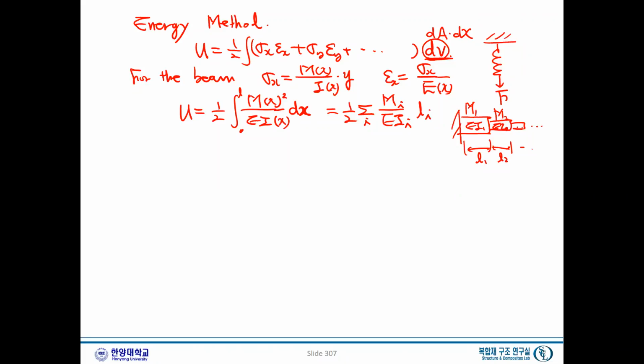And now, using this strain energy, let's try to solve some typical problems. For example, let's say we apply a certain force P here, and at the same time we apply a concentrated moment and a concentrated force. Then this structure will simply deform, right?